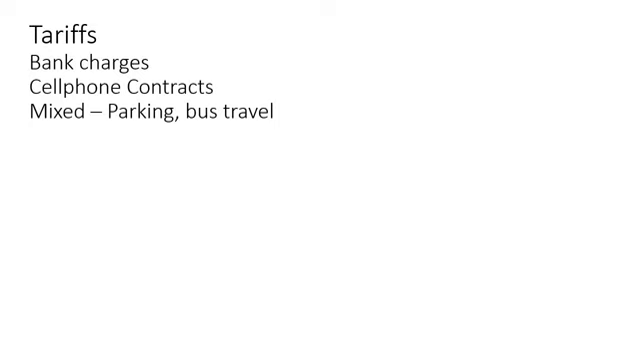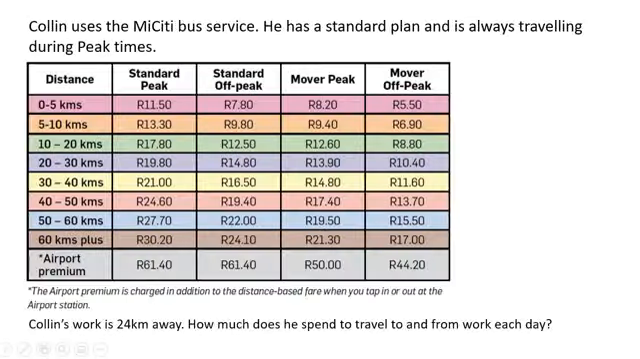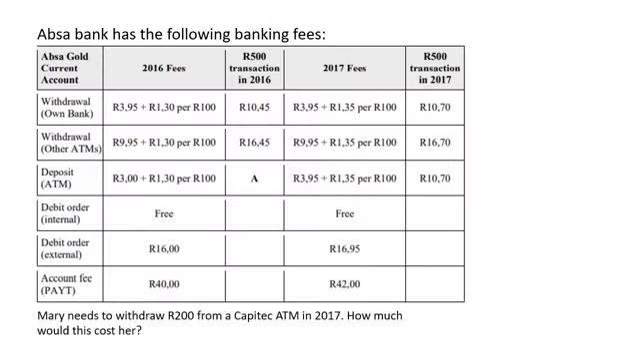So in the previous lesson we spoke about tariffs, but those examples were all about water and electricity, okay? Now, in this lesson, we're going to carry on with tariffs, but we're going to look at bank charges, cell phone contracts, and then a few random ones like parking tickets and traveling on a bus. Okay, so we've got a lot of cool examples coming up in this lesson.